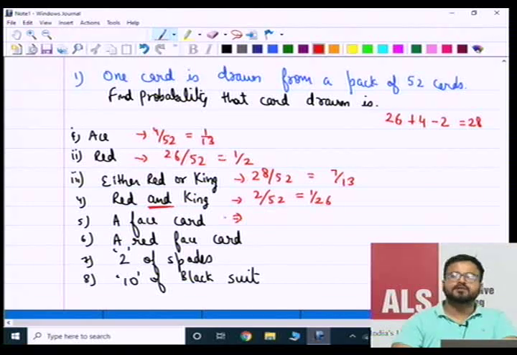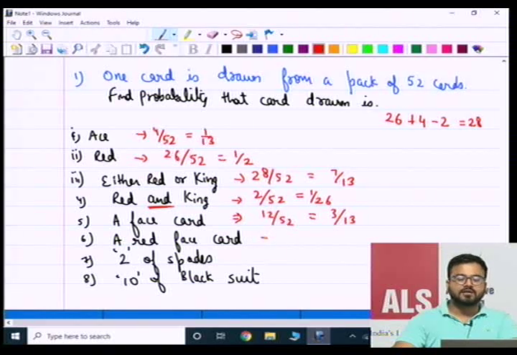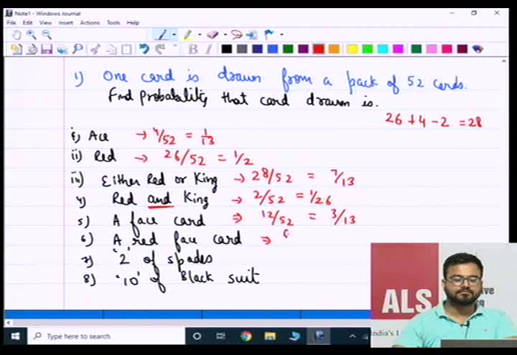A face card. In each suit there are 3 face cards: jack, queen, king. So a total of 12 face cards. So 12 by 52, dividing by 4, 3 by 13. A red face card. So how many red? 2 suits are there of red. So total red face cards are 6. 6 by 52, 3 by 26.